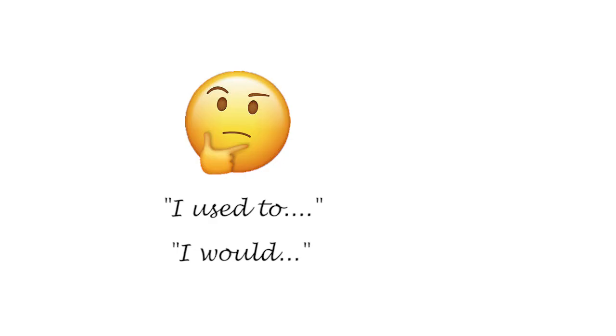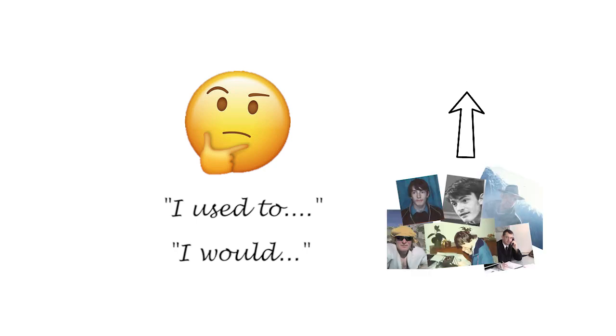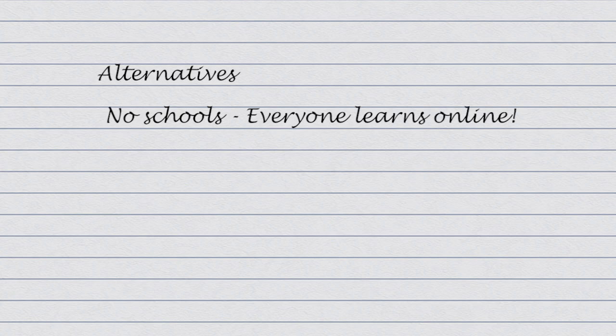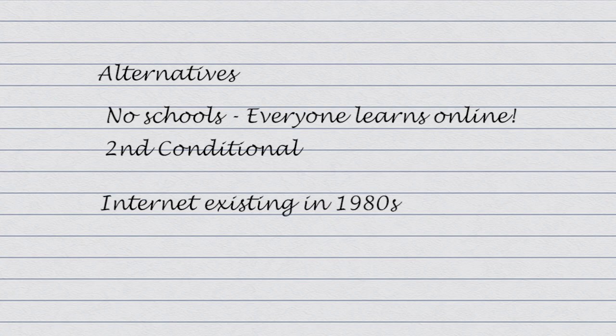Personal experiences are a great opportunity to use used to and would to indicate past activities. If you are not sure what the difference between these two expressions is, here is a link to a video that explains the difference. The alternative option could be imagining that there were no schools and everyone had to learn online. This is a great opportunity to use the second or unlikely future conditional. Another alternative would be the internet existing decades earlier, which is a great opportunity to use the third or alternative past conditional.